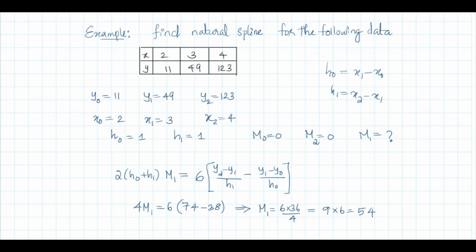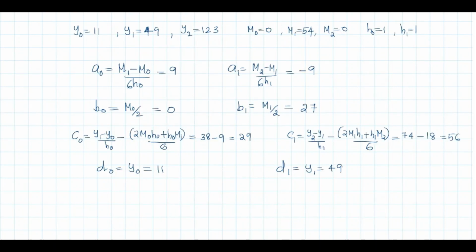h0 and h1 are 1, so it becomes 4 m1 equal to 6 into (y2 minus y1) minus (y1 minus y0). It is 74 minus 38. Just take the difference of these values. So you will get m1 as 54. So y0 11, y1 49, y2 123, m0 0, m1 54, m2 0, h0 1, h1 1.